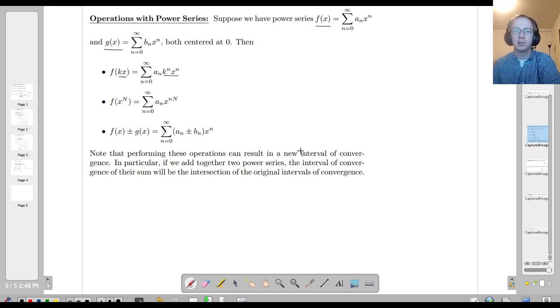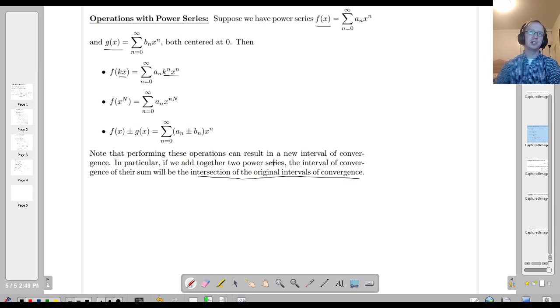The last thing we can do, you can also add or subtract power series from one another. So if you've got two power series and you want to find the power series for the sum of those functions, add together the power series. Same thing for the difference, just subtract them. Now, it is worth noting that when we do these operations, that can change the interval of convergence. But a nice shortcut for us is if we're doing this adding or subtracting operation, the way it's going to change the interval of convergence is by finding what's called the intersection of the original intervals of convergence. And that's kind of the overlap between those two intervals.